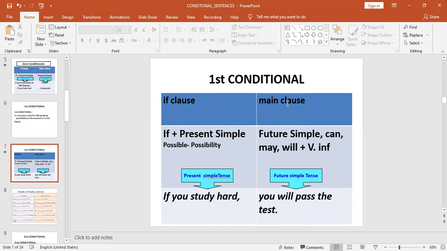So I have two parts. The if clause, the first part, is in the present simple. The second part will be future simple. Let's have an example: if you study hard, you will pass the test. If you study, present simple. The second part will use will. I may omit will and add can: you can pass. I may also use may: you may pass the test.